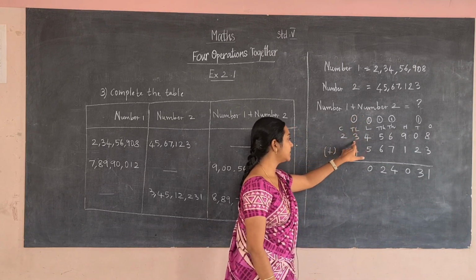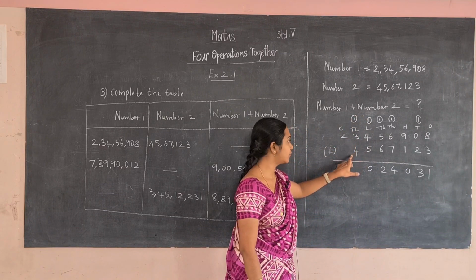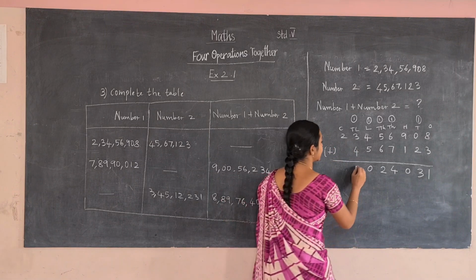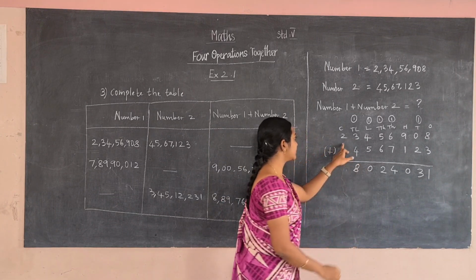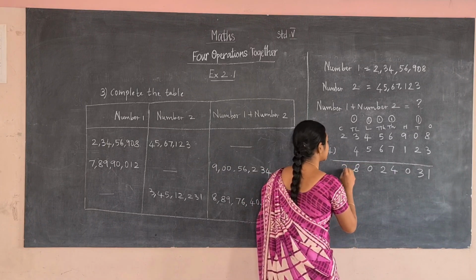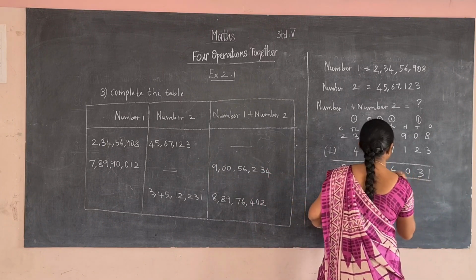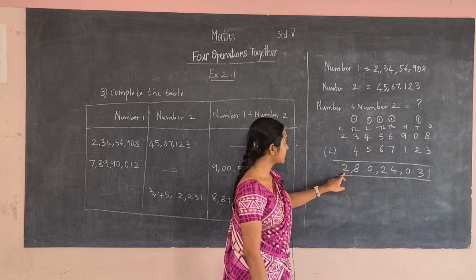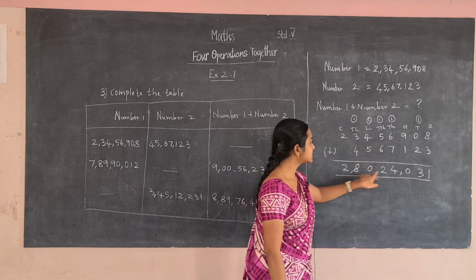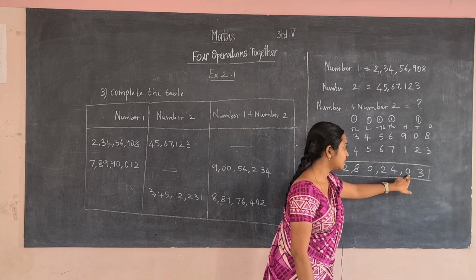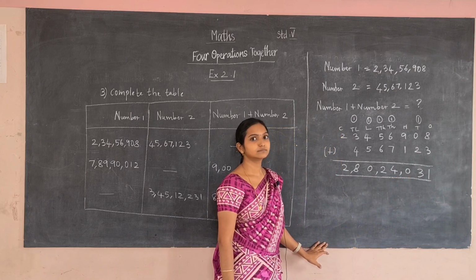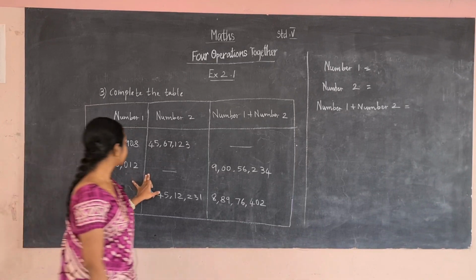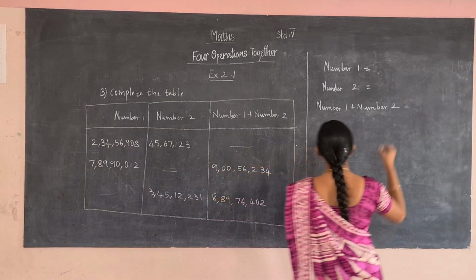3 plus 1 will be 4. After 4, count 4. That will be 5, 6, 7, 8. So the answer is 8. Here we don't have any number. So write 2 as it is. Now write the number of the standard form. The number is 2 crore 80 lakhs 24,031. Now we are going to do the second one. Here number 1 is given.